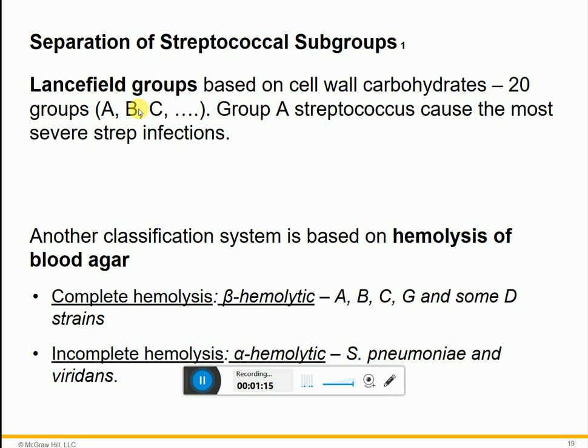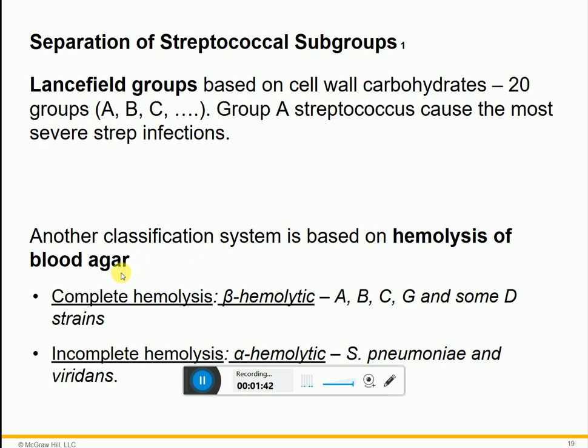down the alphabet. The first group, or group A Streptococcus infections, these are the ones that mostly cause severe streptococcal infections. Okay, so the group A streptococci are the ones that cause severe strep infections. So that's one way of classifying. Again, the Lancefield using the carbohydrate that is on the cell wall.